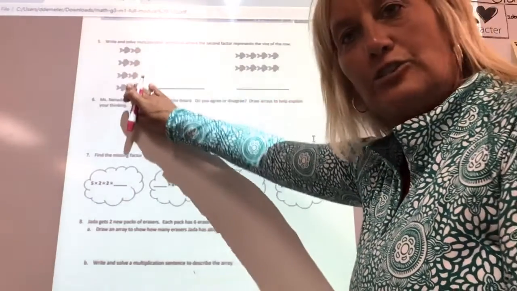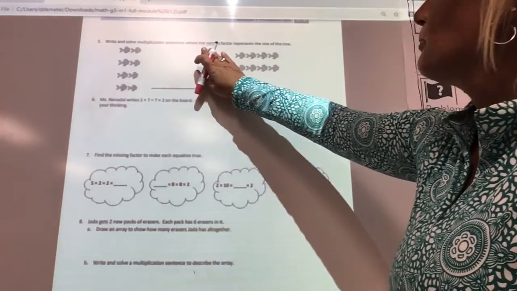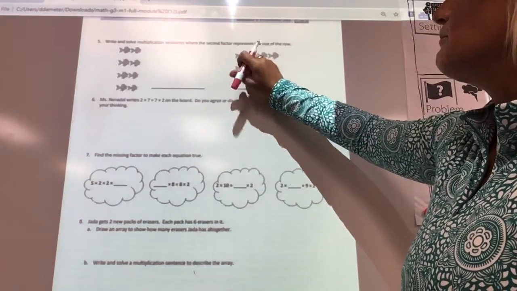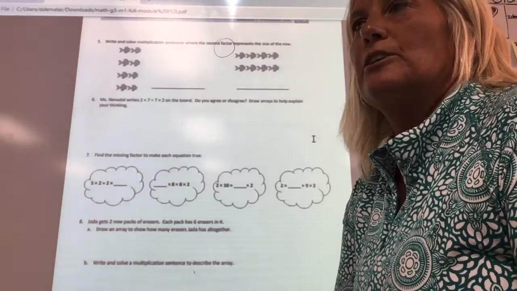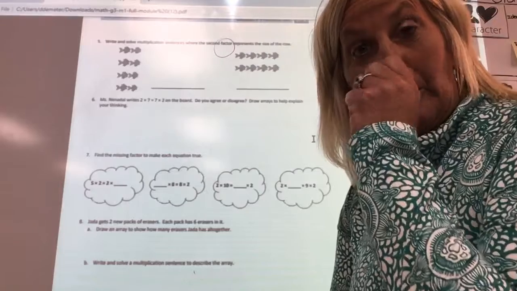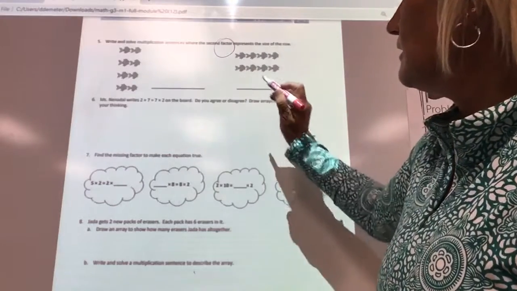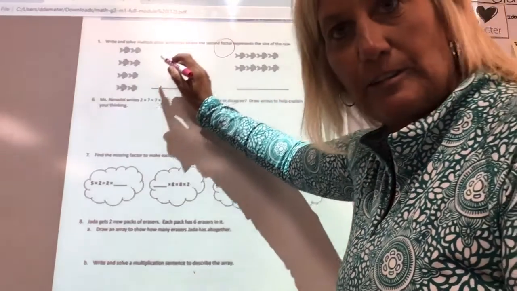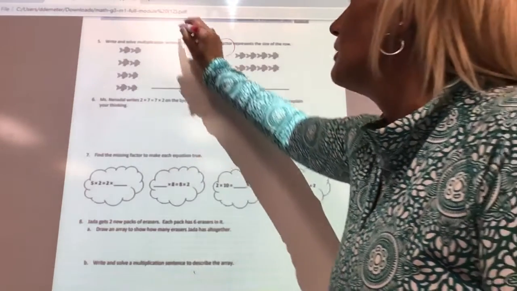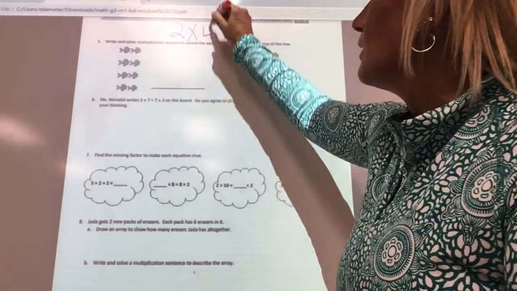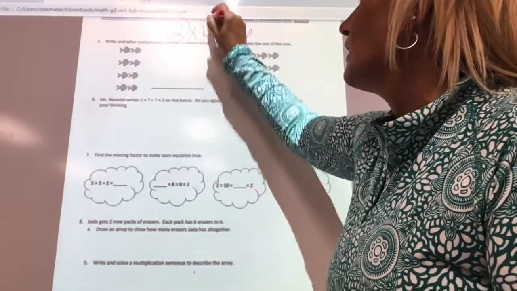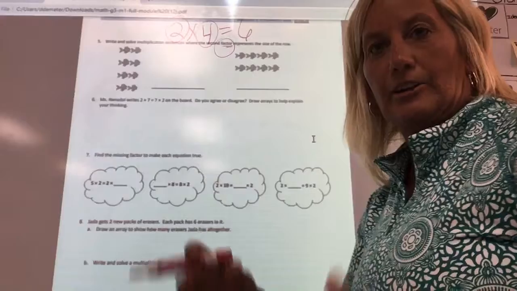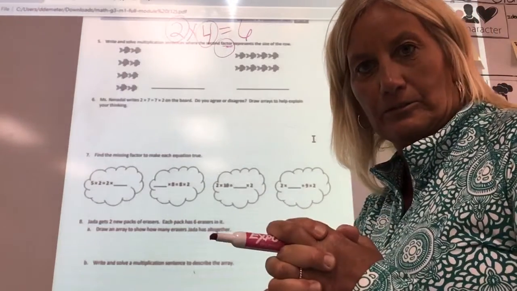Okay, so up here, again, these fish are in arrays. It says write and solve multiplication sentences where the second factor... now that word factor has come up a lot, and that is one of our multiplication vocabulary words that's really important, because a factor is a number in a number sentence, the two numbers that you multiply together. For example, if I said 2 times 4 equals 8, my factors would be the 2 and the 4. Those are called factors. Factors are two numbers that you multiply together, okay?